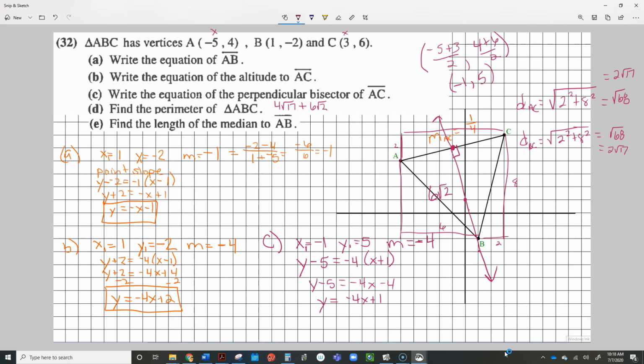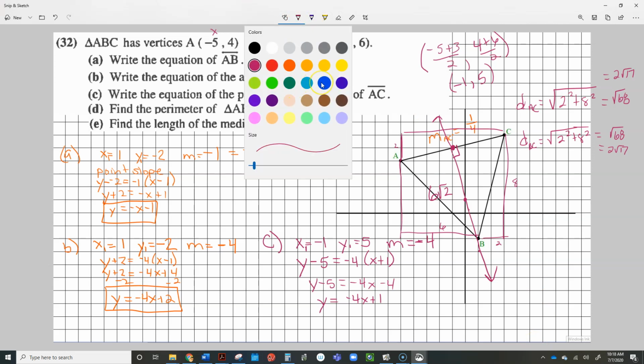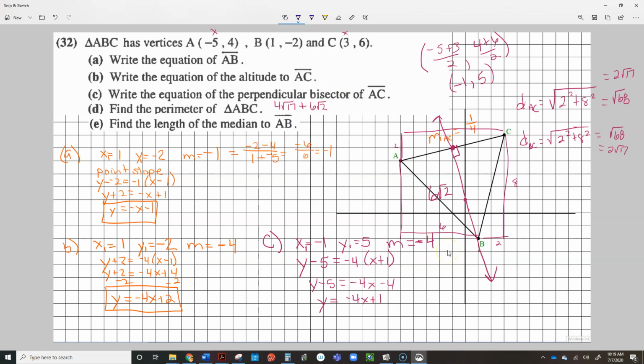And then find the length of the median to AB. Oh my goodness, this is such a hot mess. So let me change my color. I want to do this one, it's a little bit brighter. Okay, so the median to AB. The median is from the opposite vertex to the midpoint. So I just need the midpoint, and I'm visually checking that. So that's going to be the midpoint, but you can also calculate the midpoint of AB.